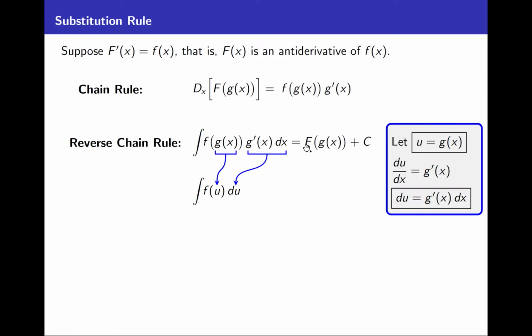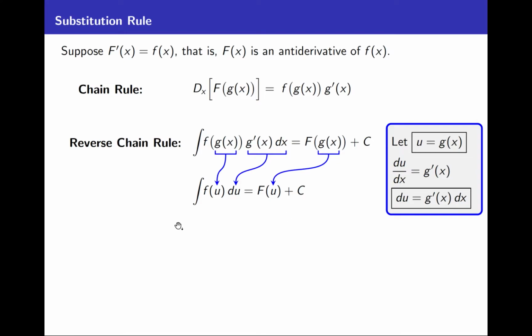Now on the other side of the equation, we have big F of g of x, and g of x equals u. So that's a big F of u, and then we add on the c, and we get plus c. So look what happens to the chain rule in reverse when we make the substitution u equals g of x and du equals g prime of x dx. This complicated looking integral changes into something simple: the integral of f of u du equals big F of u plus c.